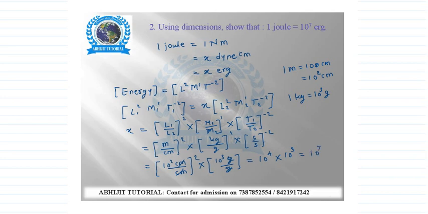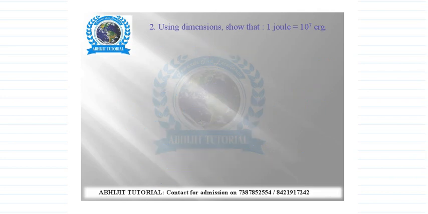So the value of x must be equal to 10 raised to 7. As we defined 1 joule equal to x erg, we write the final answer as 1 joule equal to 10 raised to 7 erg.